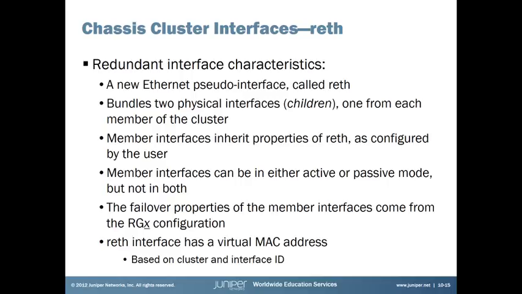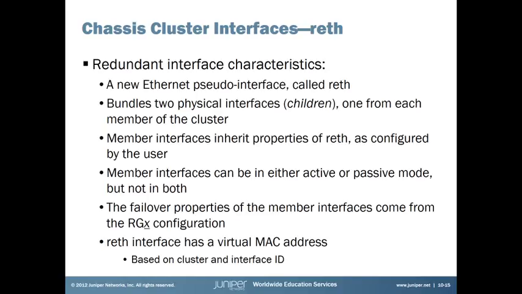Okay, let's take a look at these interfaces. These are redundant Ethernet interfaces. When you create a cluster, you will see appear within your cluster these new pseudo interfaces called a reth. And what they do is they bundle together a couple of physical interfaces, which are the child interfaces of reth, one from each member of the cluster. So these member interfaces then inherit their properties from the reth as configured by the user.